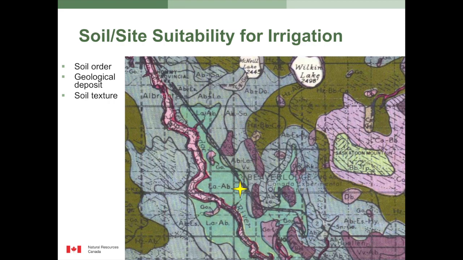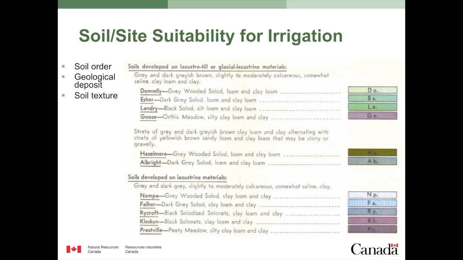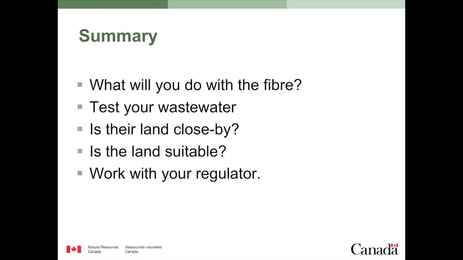And then we go to the legend. You can see that LA is a black solod, silt loam, clay loam, and the AB is a dark gray solod, loam, clay loam. So you can pick one or two of those each time and run it through the model and see what it tells you. It tells you your geological deposit, and you've got your soil texture. So there's the information that you need to do that.